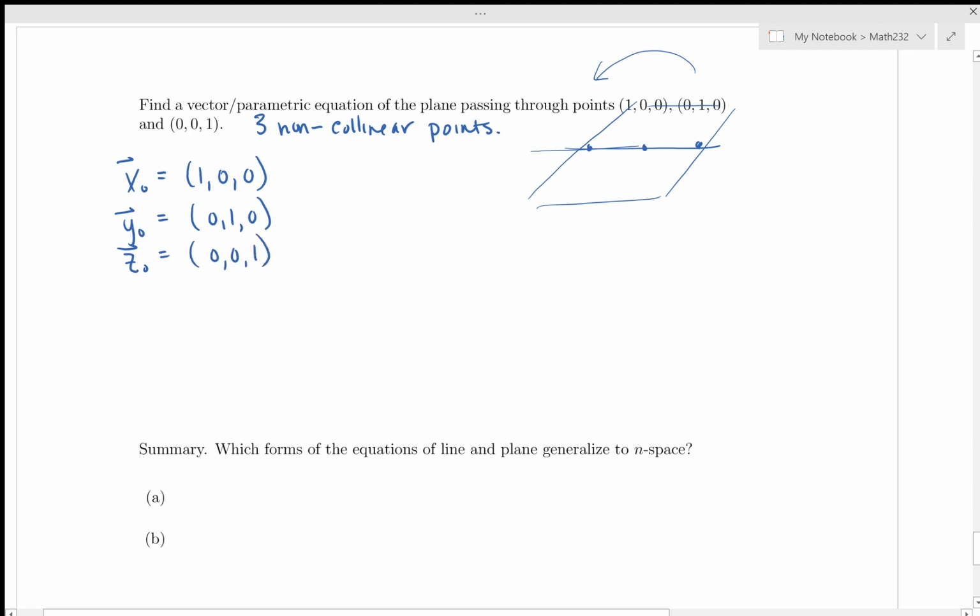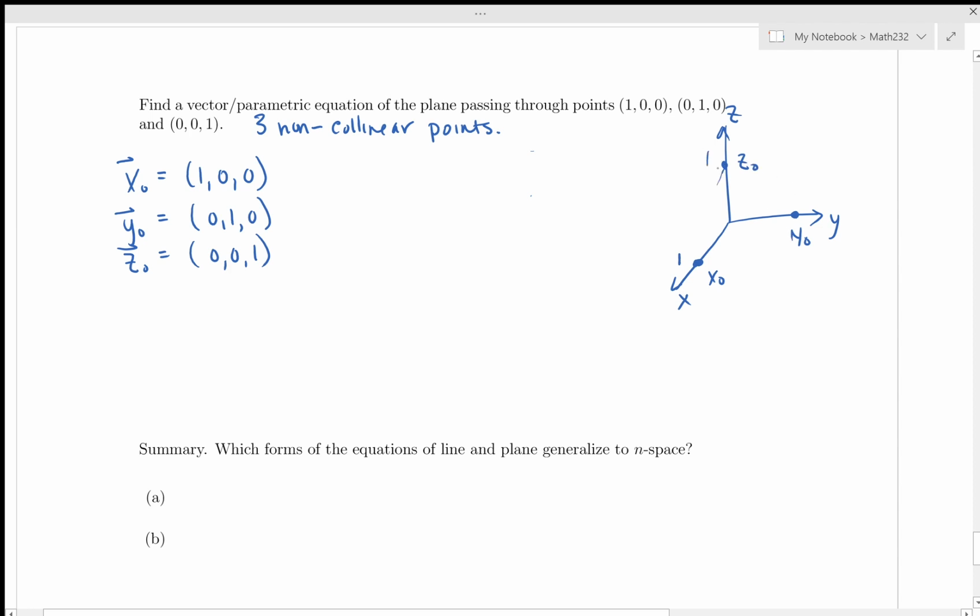So what we're wanting is the equation of the plane that goes through those 3 points. I'm going to draw a little picture of what this looks like. We imagine our coordinate system: x, y, and z. We have 3 points: x naught, y naught, and z naught, and all these coordinates are 1.